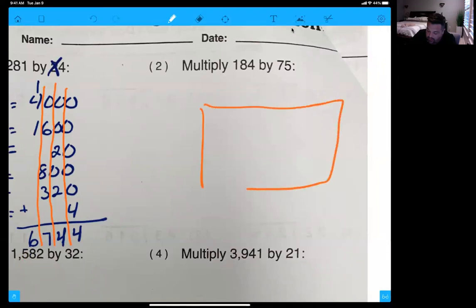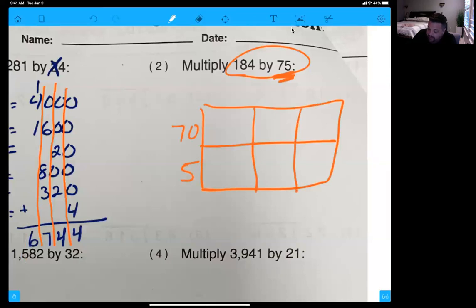Okay, so for number 2, this is really kind of the same thing, but we also use our area model boxes. So this would be breaking these numbers up and putting them in a box. So I'm going to put the 70 and the 5 over here for this 75. And then I break it up into 3 more categories. Now I'm going to break up the 184. And now you just multiply and put your answers in the box.